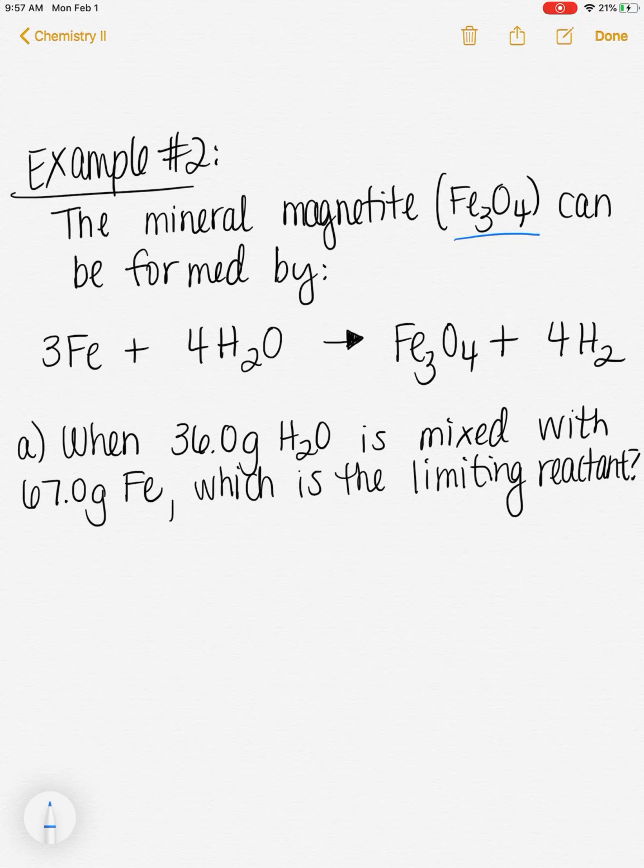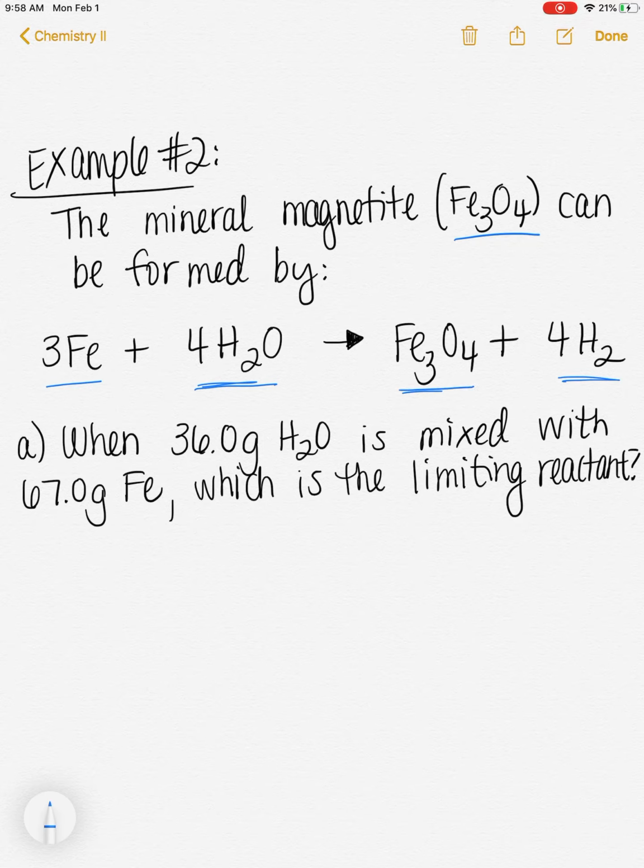Since there are non-zero coefficients here, it's probably likely that this is balanced, but let's just double check. So you've got 3 irons, 3 irons. 4 times 2 is 8 hydrogens. 4 times 2 is 8 hydrogens. Then you've got 4 times 1 oxygen, 4 oxygens. So we're good to go.